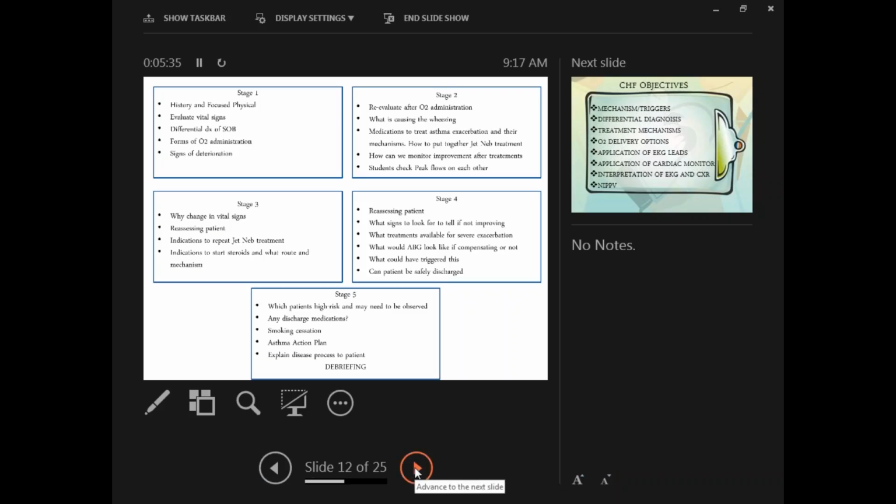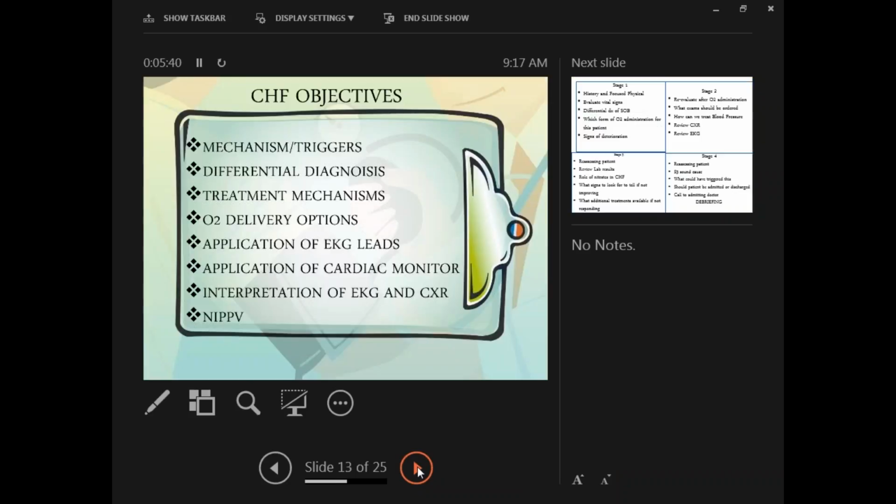So next is the CHF case. So the objectives are, again, the mechanism of CHF, the triggers, what are differential diagnosis of shortness of breath in a 60 or 70-year-old person.